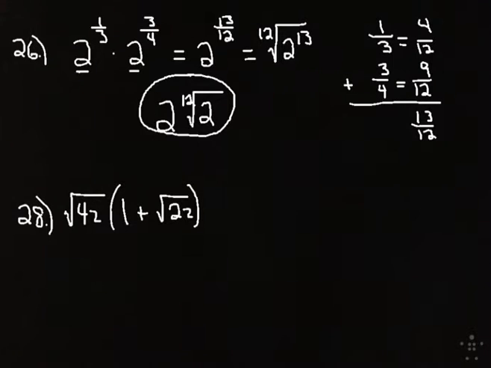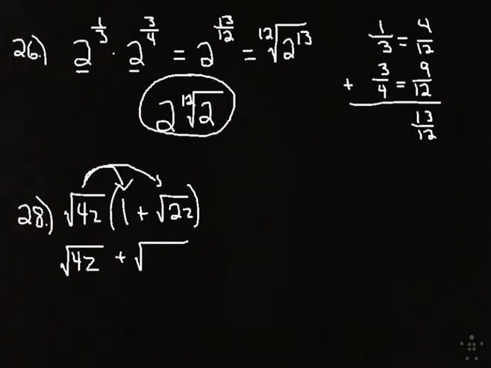Now moving on to 28, you have the square root of 4z times this binomial. So you need to distribute. Square root of 4z times 1, well, anything times 1 is itself, so that's just the square root of 4z. And the square root of 4z times the square root of 2z, you can multiply radicals if the index is the same, and they are. They're both square roots. So 4 times 2 is 8, and z times z is z squared. You add your exponents when you multiply variables.